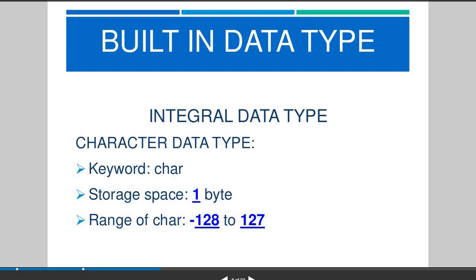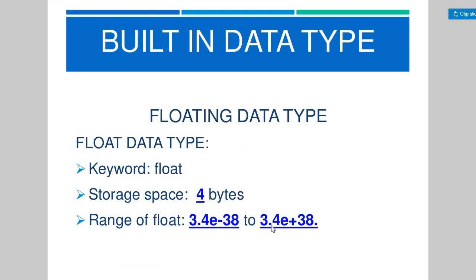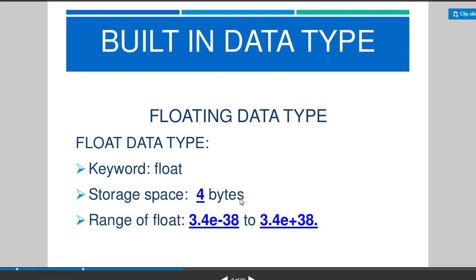Another one is the character data type. The keyword char is used to define it. To define a character data type, its storage space is 1 byte, and the range is minus 128 to plus 127. Now the floating data types. For floating data types, the keyword float is used. The storage space is 4 bytes, and the range is from 3.4e to the power minus 38 to 3.4e to the power plus 38.